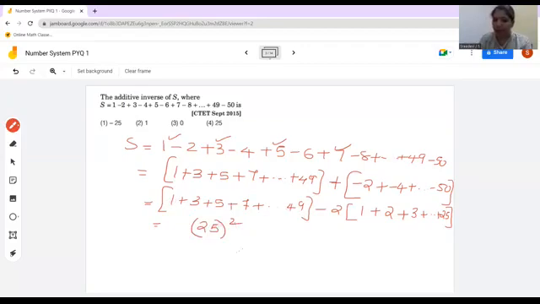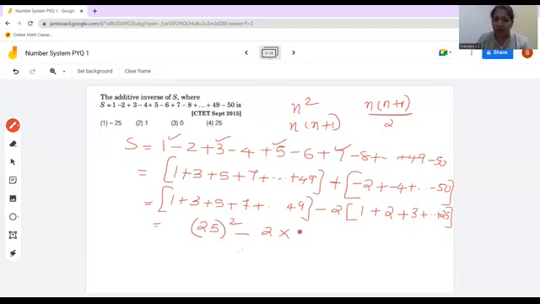It is 25 square minus 2 into the sum of natural numbers up to 25. The formula for finding the sum of first n natural numbers is n into n plus 1 by 2, the formula for the sum of first n odd numbers is n square, and the formula for the sum of first n even numbers is n into n plus 1. This we already discussed. If you want to know more, you can watch the number system videos which I have already uploaded.